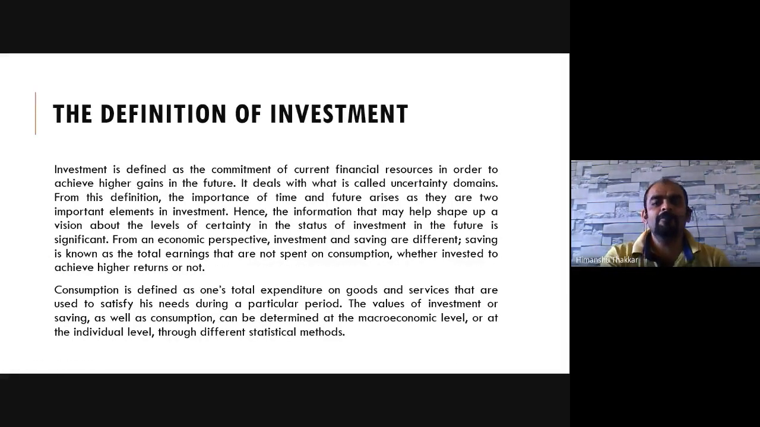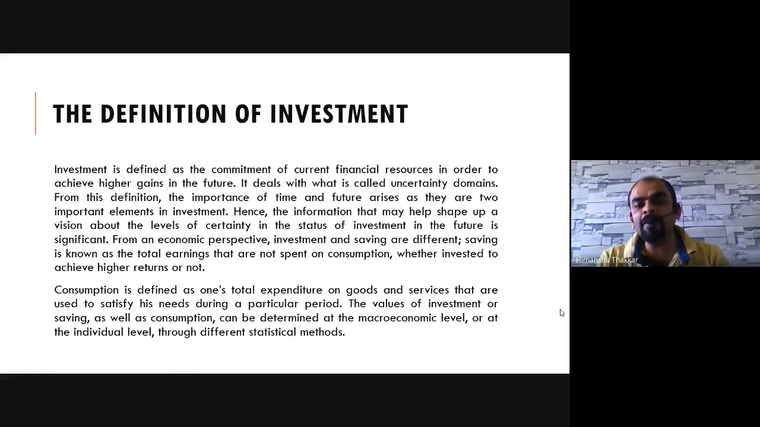So let us now try to understand the definition of investment. Investment is defined as the commitment of current financial resources in order to achieve higher gains in the future. Now, this is a standard definition. You can say this is something you need to keep in your mind when you think about investment. So what you are doing basically is committing your current financial resources in order to achieve higher gains in the future. You're going to get something more than what you're putting in right now. That is the crux of investment.